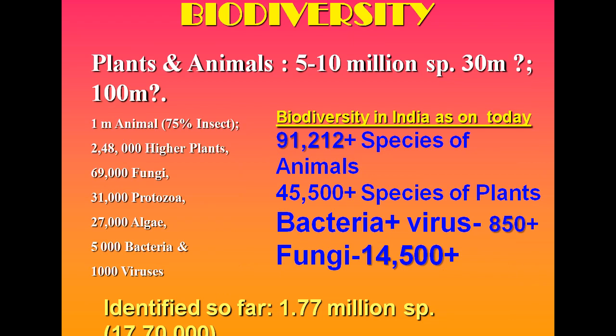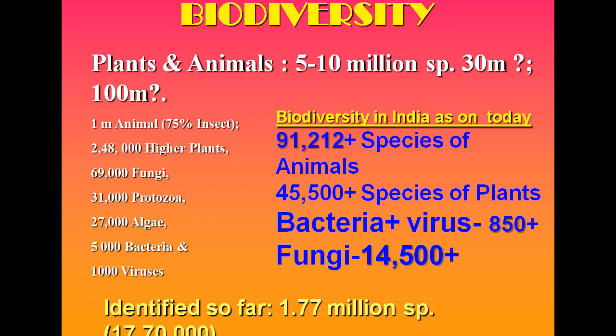What might be the number of species of plants and animals which are found on this earth? To be very frank, the answer is we don't know. Till today, we don't know what is the total species diversity on this earth, because till today we have identified only 1.77 million species. We know that only 1.77 million species, but the total diversity is much more than this.